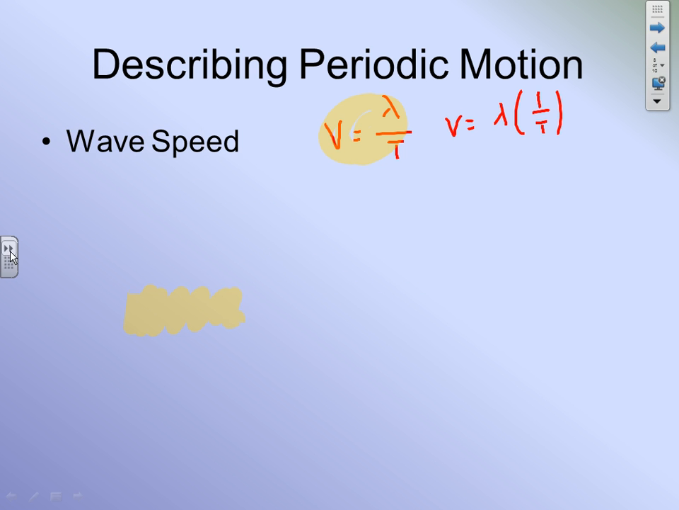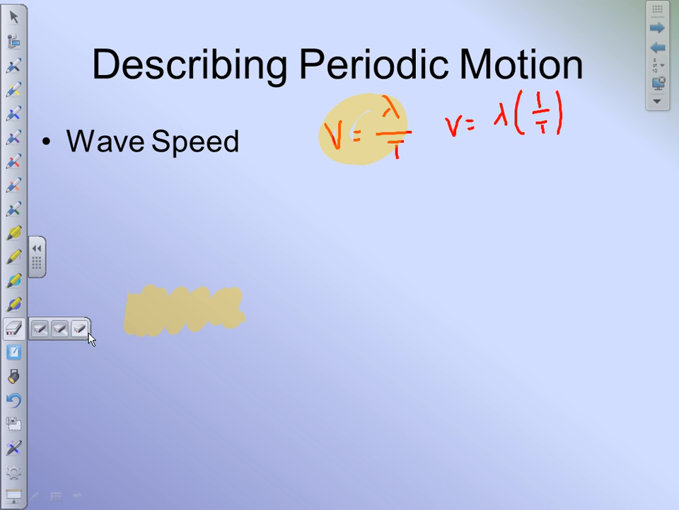Oop. Wanted to get rid of that. Don't look. Don't look, Maura. You're going to ruin it for everybody. So, Maura's still trying to figure out.